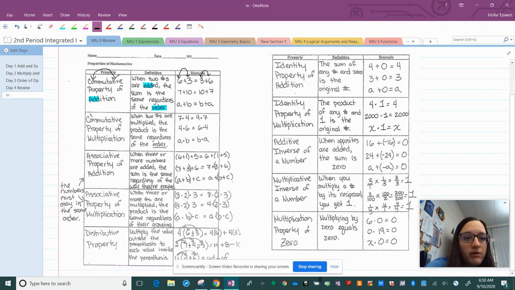Speaking of commutative property, that one also doesn't matter the order. If you look there, the order. But this is commutative property of multiplication. So that's when two numbers are multiplied. The product is the same regardless of the order, which we are also aware of. We know that 4 times 6 is the same as 6 times 4.